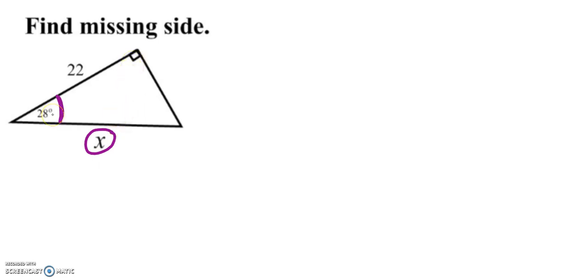But for 28, let's see if I'm given the opposite. Nope, not given the opposite side. I'm given the adjacent side. So which of our trig functions deals with the hypotenuse and the adjacent? That would be cosine. So we'll do cosine of 28 degrees, and that's going to be equal to the adjacent over the hypotenuse.